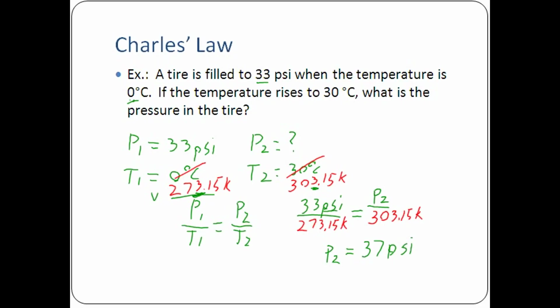And so going from 0 degrees C, it's about 32 degrees Fahrenheit, to 30 degrees C, which is up a pretty high temperature. That's like hot summer temperature right there. It would go from 33 psi to 37 psi just by increasing the temperature. And that goes over your basic gas laws. And next time we will look a little bit at what happens when we have not just pressure and temperature changing, but we have all 3 changing all at the same time.